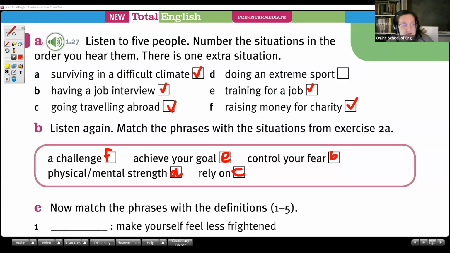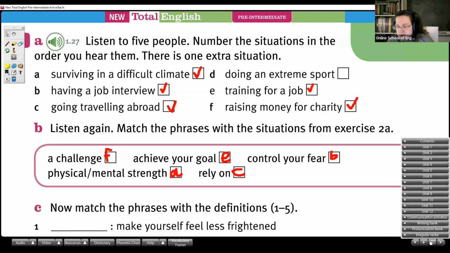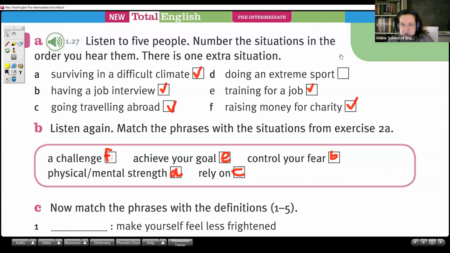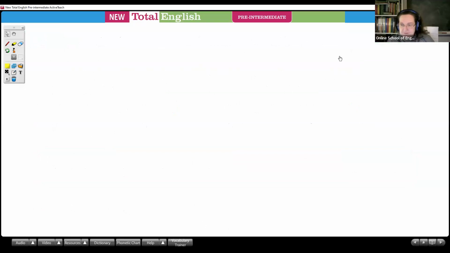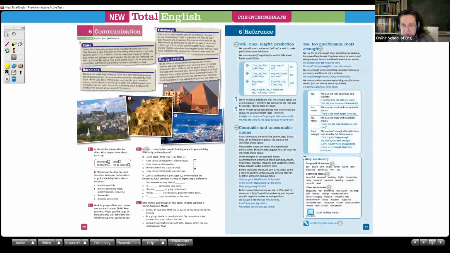Hang on, where am I here? Let me open the vocab words, 1 second. Hang on. Reference pages here. Okay, I'll move you guys to the left.